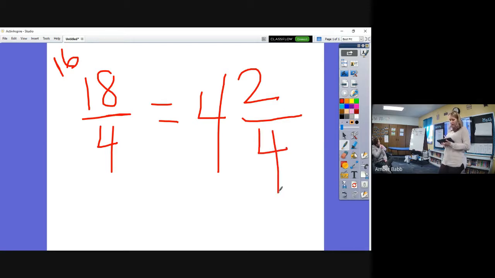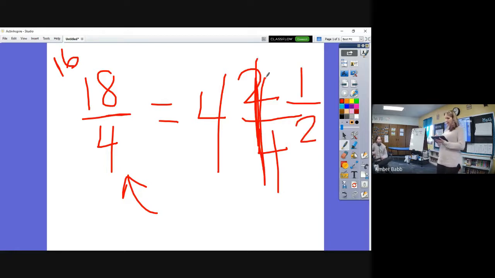And then I put it over my original denominator. Does that make sense? Yeah. Or you could put 4.5. I could reduce that 2/4 down, and it would be a half. You are correct. I could do that instead.